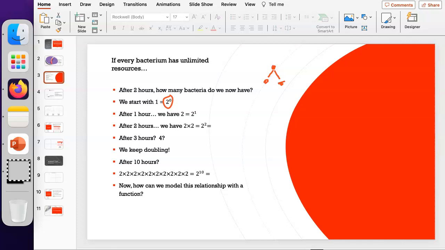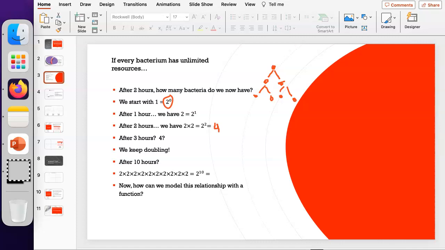After 2 hours, well, now we have each of these 2, this one here and this one here, are going to split into their own 2. So now we have, what, 4? So that's 2 times 2, right? This is going to split into another 2. This is going to split into another 2. So we have another one there, another one there, another one there, and another one there. And we can show that by doing 2 times 2, which is just 2 to the 2nd power, which gives us 4 total. And what about after 3 hours?